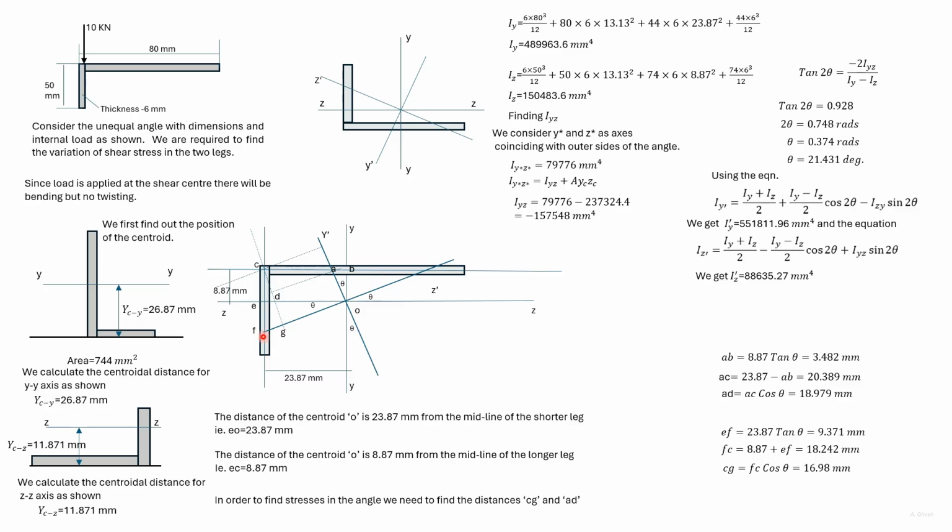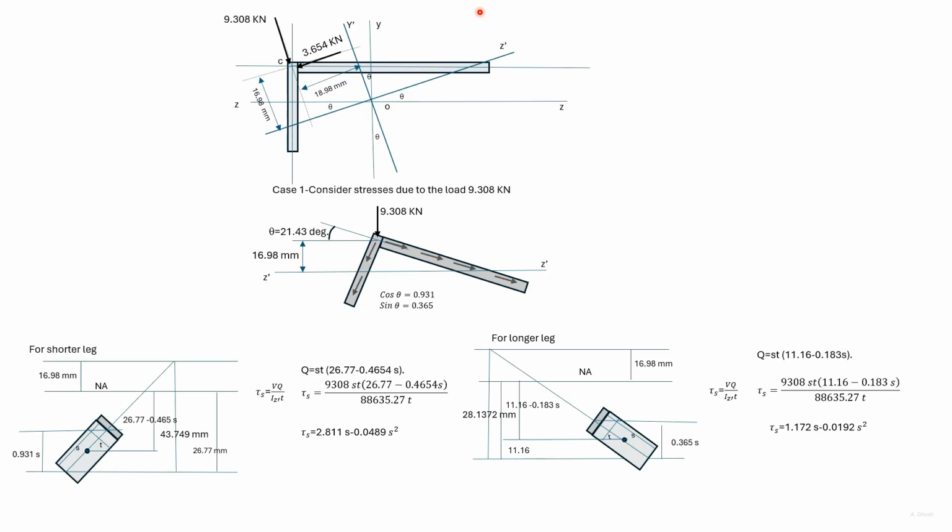EF is 23.87 tan theta, which we have obtained here. CF is EF plus this distance, CG is CF cos theta. So we obtained CG. Here we have resolved the load along the two principal centroidal axes. These two distances are the perpendicular distances of the point C from the two principal centroidal axes.